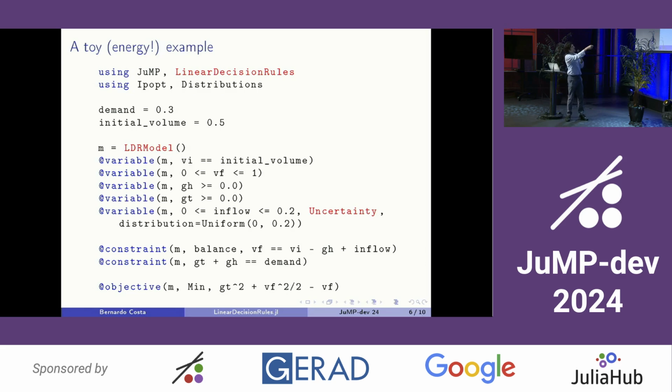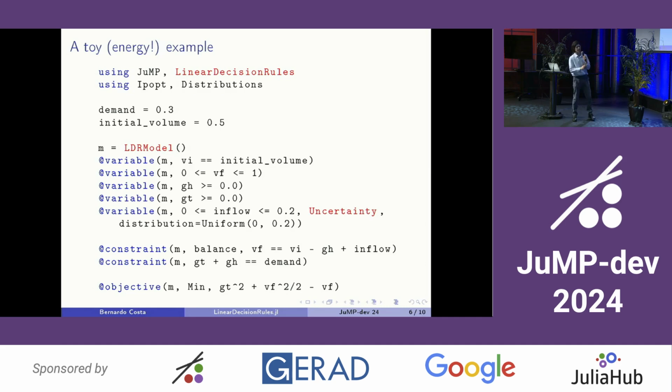So we have this standard JuMP modeling problem. You have these initial and final volumes. You have thermal and hydro generation. And the new things are that you import linear decision rules. You create your model with this LDR model. You declare the inflow uncertainty with an extra parameter in the variable, and you assign a distribution to it. And you write your constraints using this inflow variable wherever you need it.